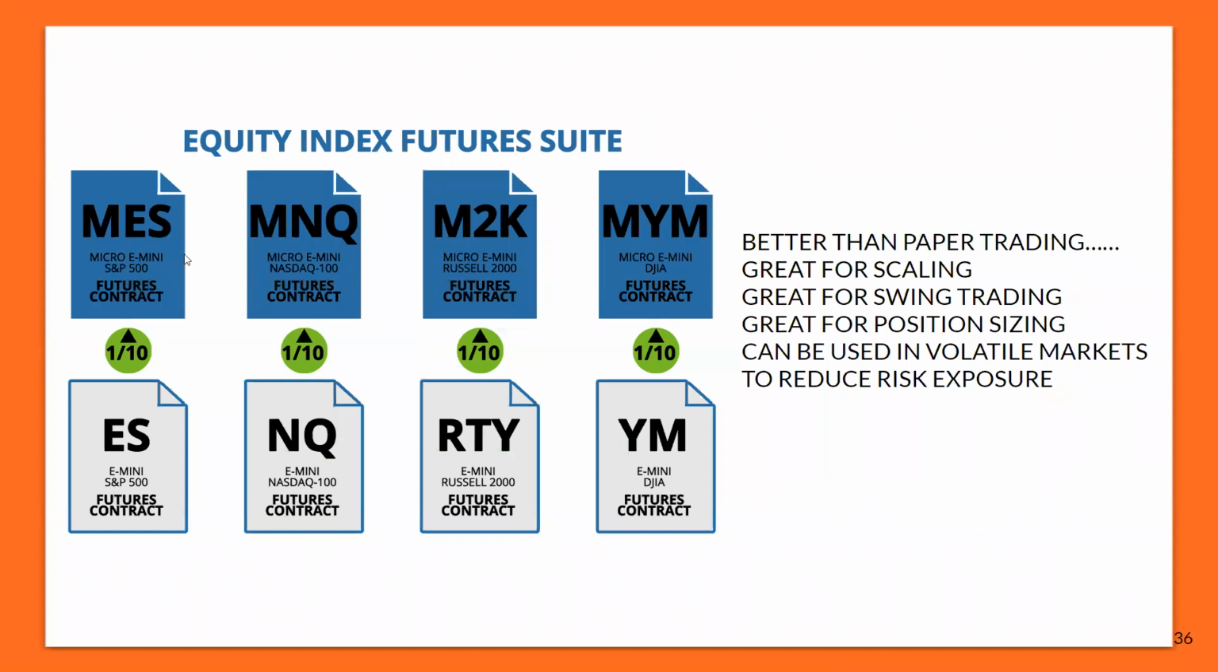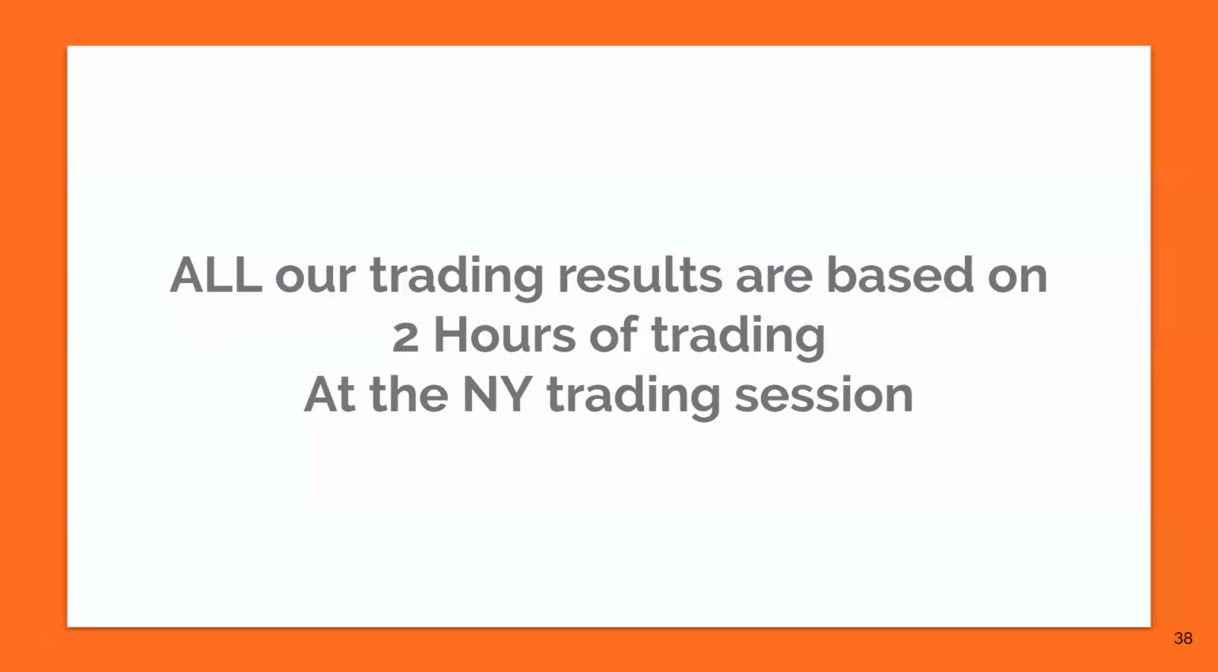You could trade micros, you can position size, you can offset some targets, you could scale in, scale out. You could have so many opportunities by trading micros. It is unbelievable. I wish we had them back in 2018. They're fantastic to trade in volatile market conditions. They're better than paper trading. They're great for scaling in and out. They're great for swing trading. They're great for position sizing, and can be used in volatile markets to reduce the exposure. By the way, all the trades that you see in our portfolio on our website are based on only 2 hours of trading.